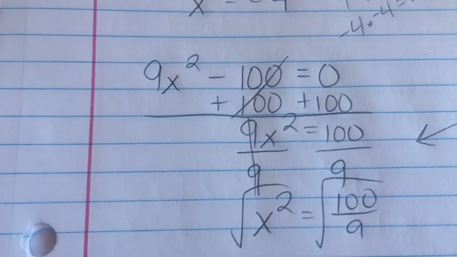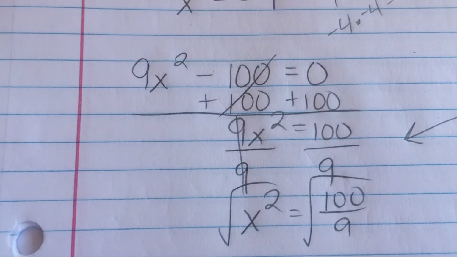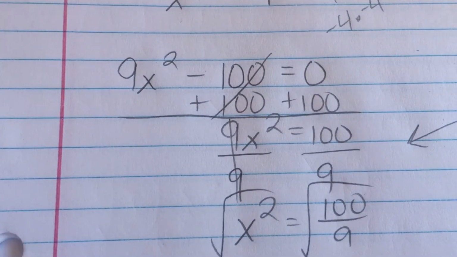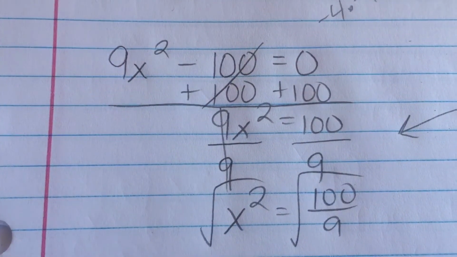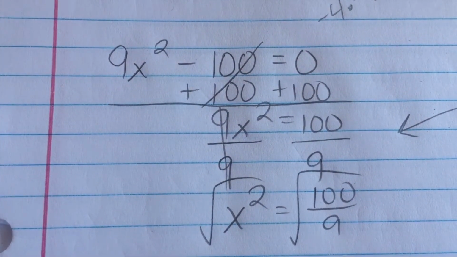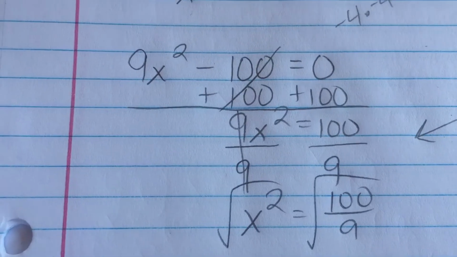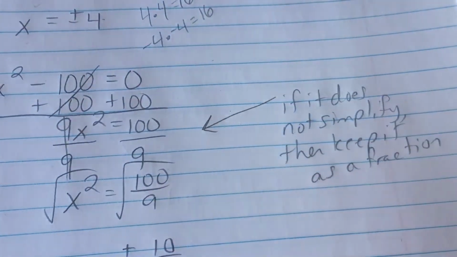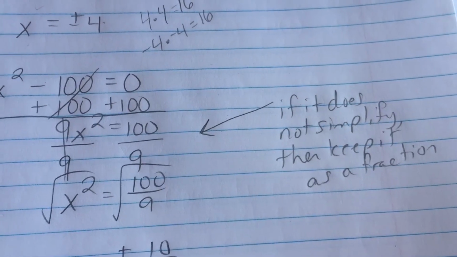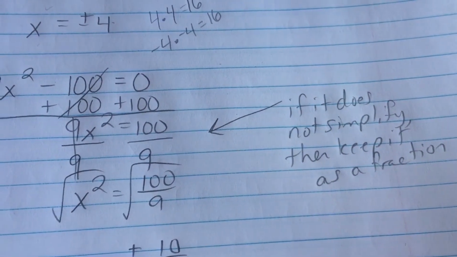Alright, for our second example, we have 9x squared minus 100 equals 0. Same process, our goal is to get x squared by itself. We're going to add 100 to the other side, and then we're going to divide by 9 to get rid of the coefficient of x squared. Now in this case here, the 100 divided by 9 does not simplify, so if it does not simplify, then we just want to keep it as a fraction.